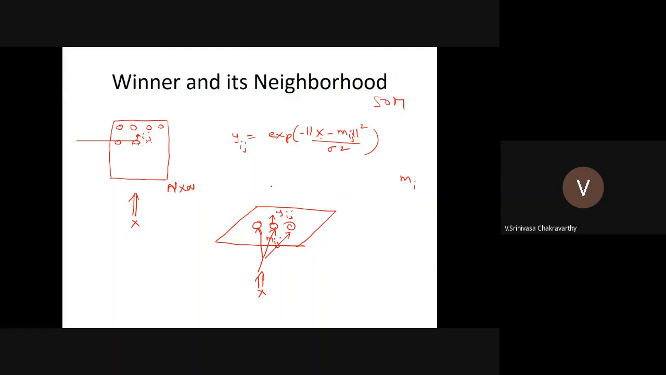So the nearest neighbor concept now becomes the neuron with the highest response. That's like saying max Yij. So for a given input, the neuron with the highest response, this is what is called a winner. This is the terminology of a self-organizing map. It's the same thing.